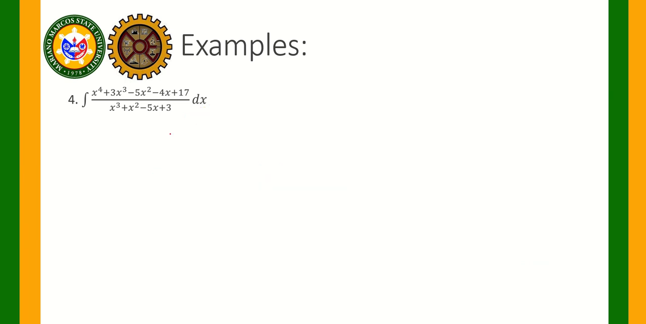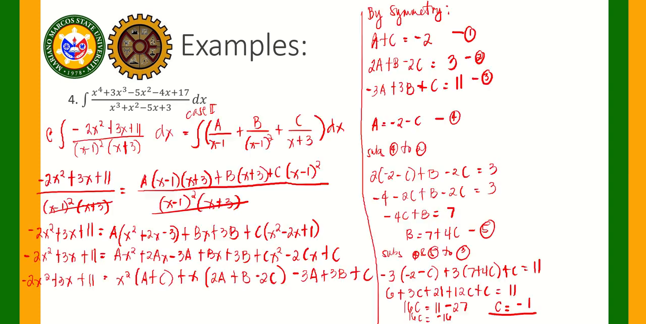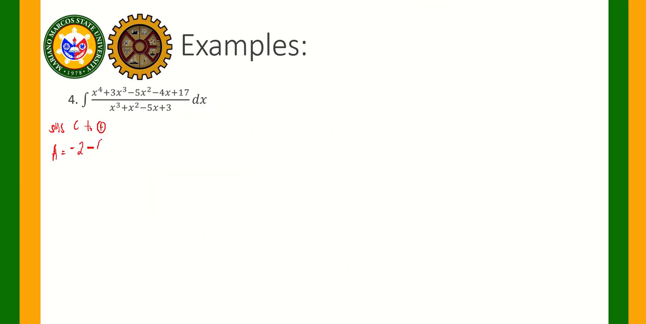And then, we solve for a, substitute natin c to equation number 4. Our equation number 4 is equal to a is negative 2 minus what is our c, that is negative 1. So, this is equal to negative 2 plus 1, that is equal to negative 1. So, our a is equal to negative 1.